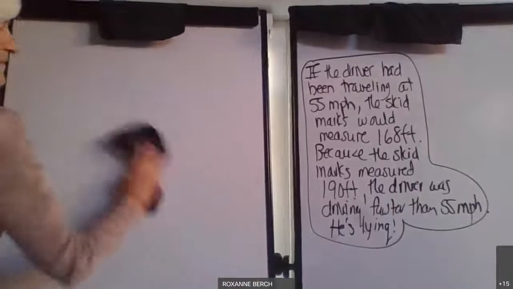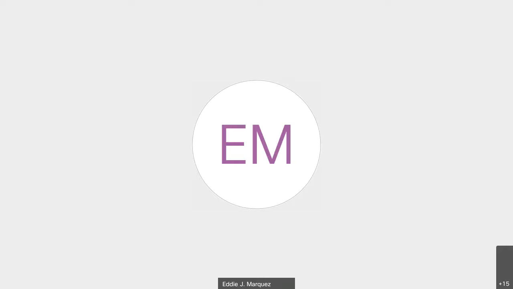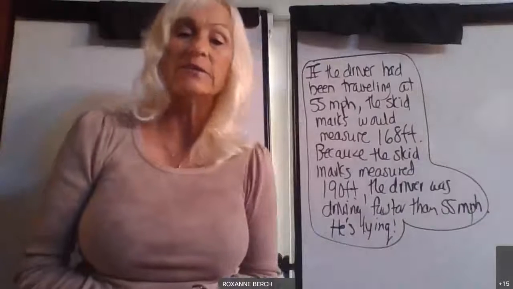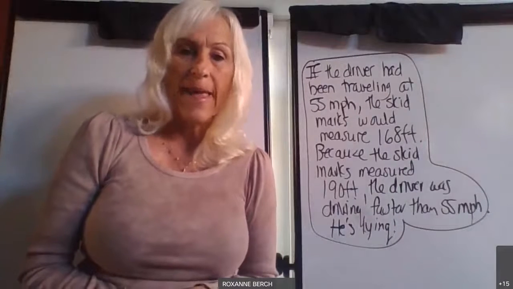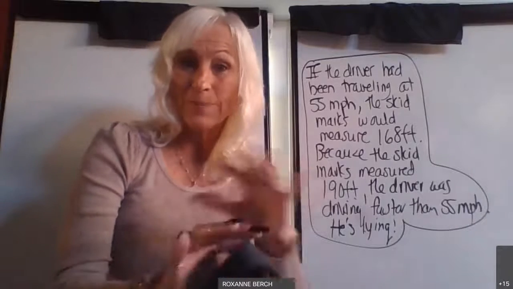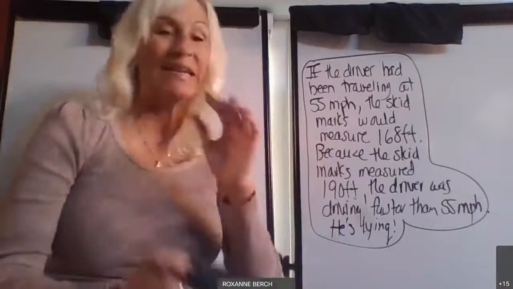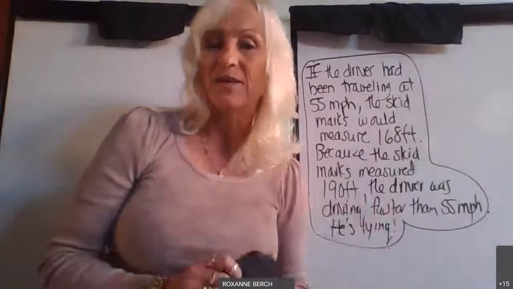Wait, so then with that formula, could they figure out how fast he was going? Yeah, they could figure out how fast he was going. If they have the opposite information, so if they have the coefficient of friction and they know what D is, they could find out how fast he was going.